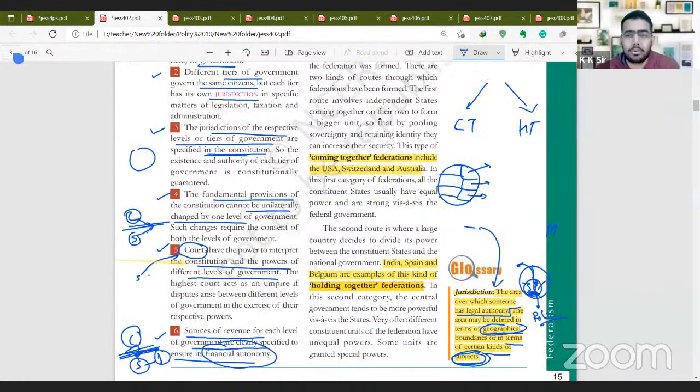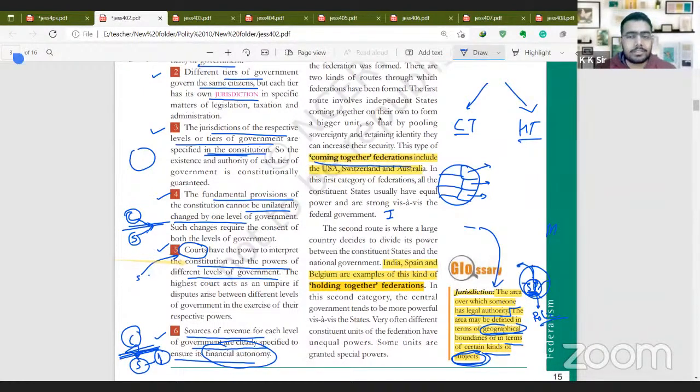So coming together and holding together federalism. So in USA, if you will read about American history, there were these 13 different states. And during American independence struggle, these 13 states come together and they decided that we will create a country. तो डिफरेंट स्टेट्स जब एक साथ आकर कंट्री बनाते हैं इसको बोलते हैं कमिंग टुगेदर फेडरलिज्म.